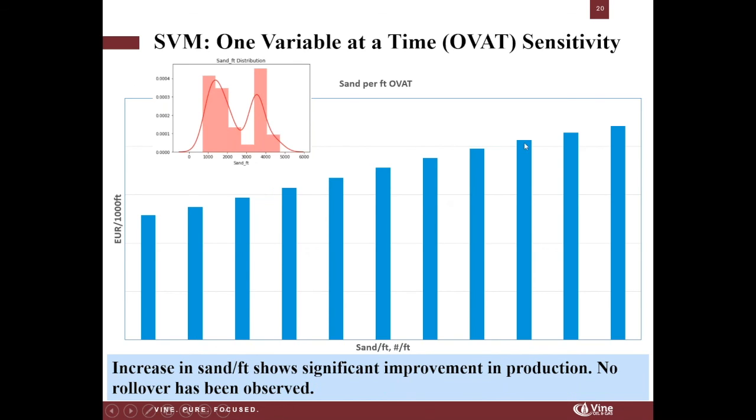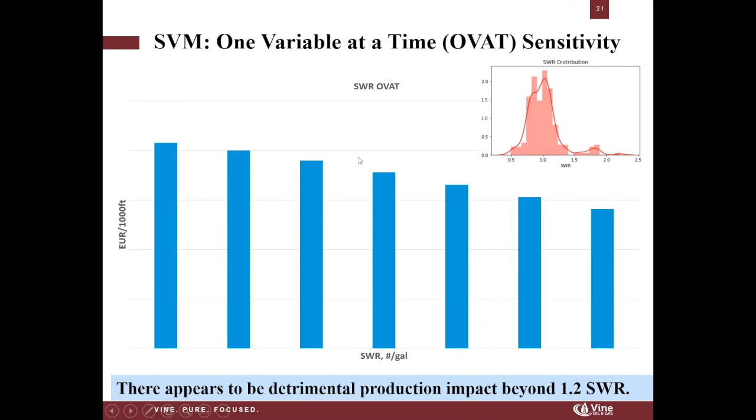This is sand per foot. There is no breakover that was observed on sand per foot. So it is also pretty important to know that as you increase the amount of sand that you pump during hydraulic frac jobs in this particular field, you're also increasing production. The sand to water ratio shows that as you increase the sand to water ratio, which essentially means you're pumping more sand in relation to water, you're decreasing production performance, which means that you need to pump more water in relation to your sand in this case.